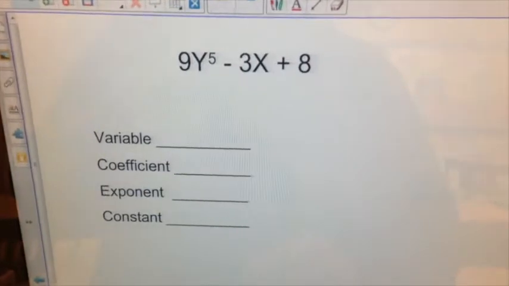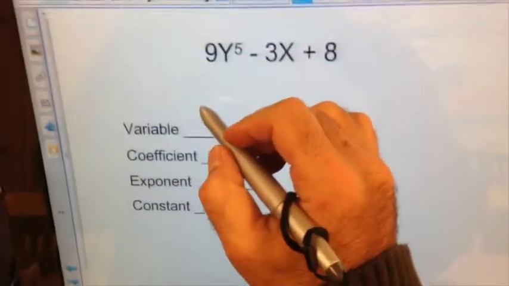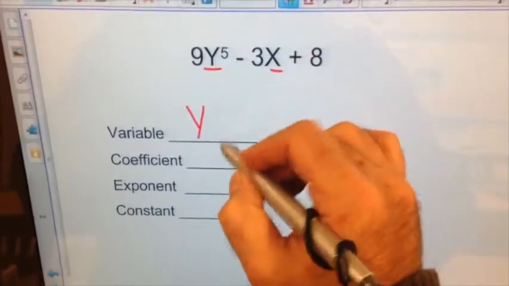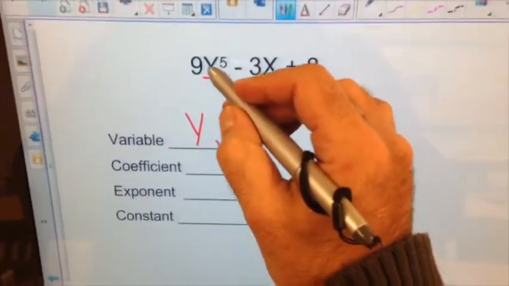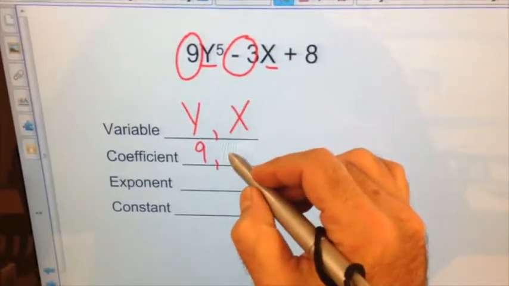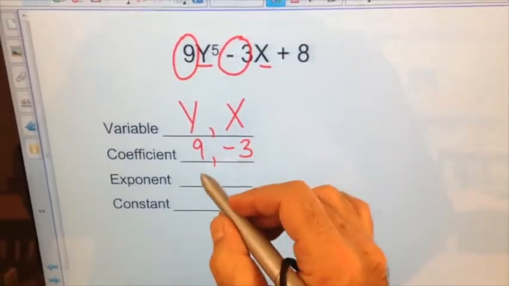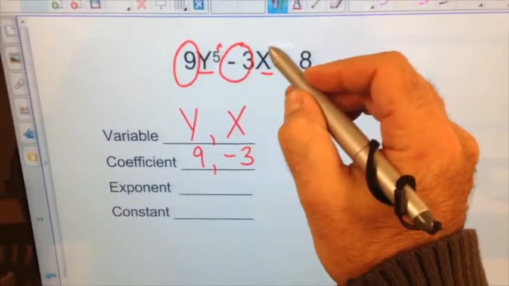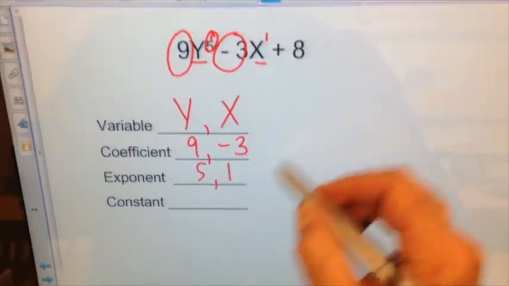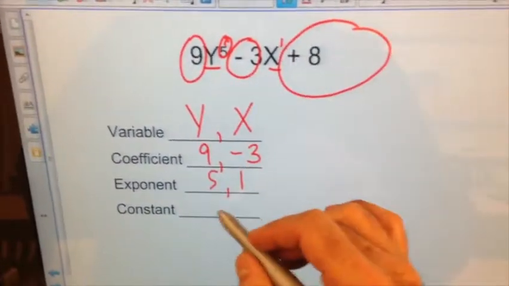Here the variables are y and x. Coefficients, we have 9 and negative 3. Exponents, we have a 5, and we also have the 1 here, so we have 5 and 1. The constant is the number all on its own, positive 8.